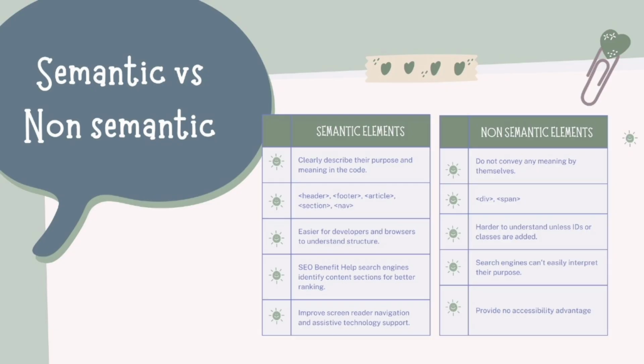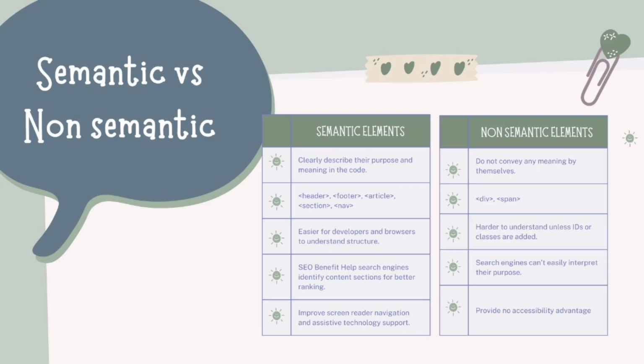Tags like header, footer, article, and nav are powerful because they describe their purpose right in the code. This makes them easier for developers and browsers to understand their structure. The benefits cascade from there. First, SEO benefit. The semantic structure helps search engines map content sections for better ranking. Accessibility. It's crucial for assistive technology. It helps improve screen reader navigation because the tools know exactly where the main content starts or where the navigation is. In short, semantic gives your content innate context.